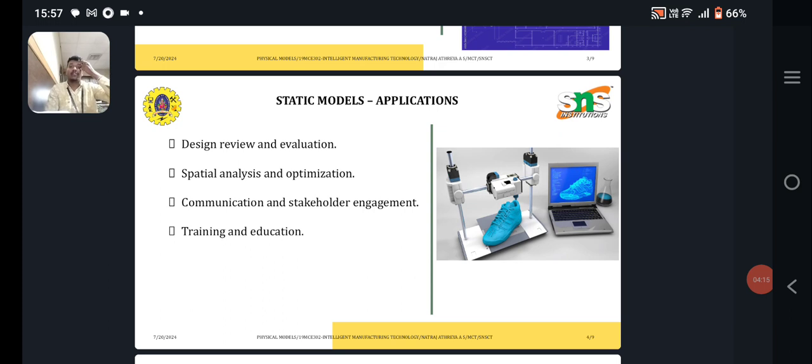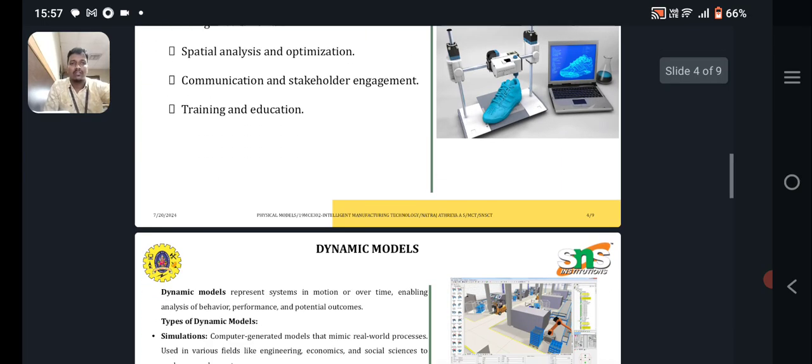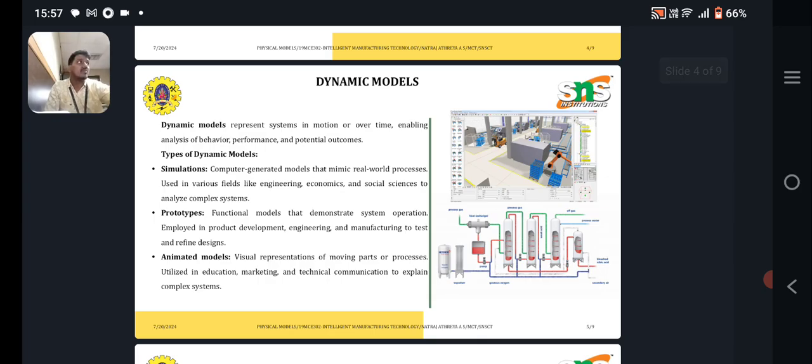Static models have applications in design review and evaluation, spatial analysis and optimization, communication, stakeholder engagement, training and education. These are the applications we have while using static models.